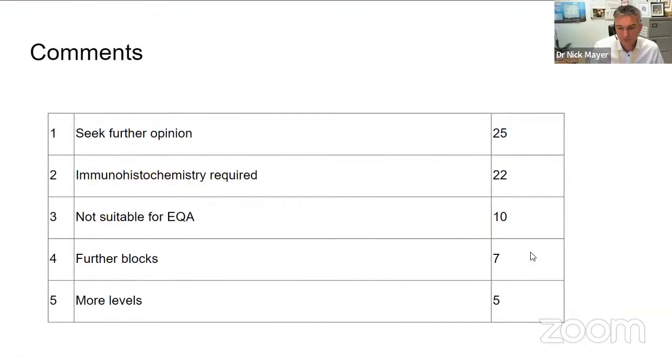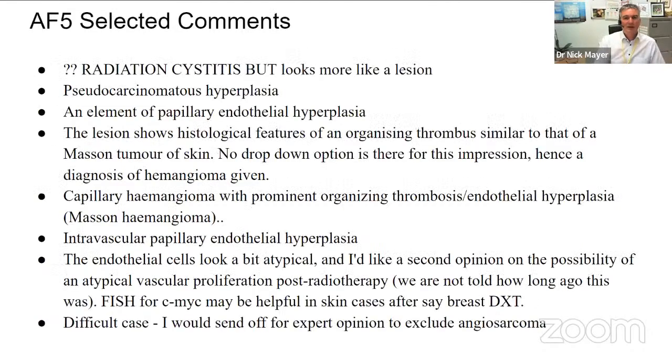Ten people said not suitable for EQA, a few wanted more immuno, a few sought further opinions, but not enormous numbers. And so people really mainly were in two camps here. Those that thought this was some kind of exuberant type of radiation cystitis, including some pseudocarcinomatous hyperplasia, but also people wondering about a hemangioma and papillary endothelial hyperplasia in the other camp.